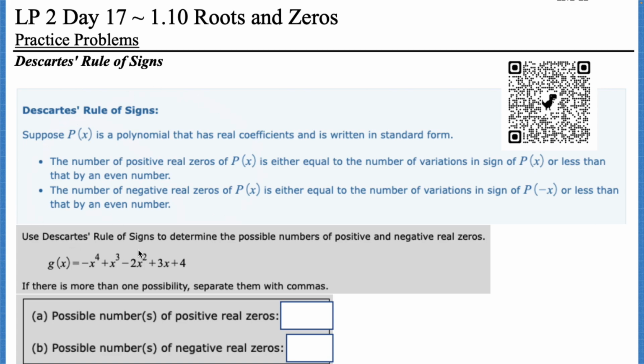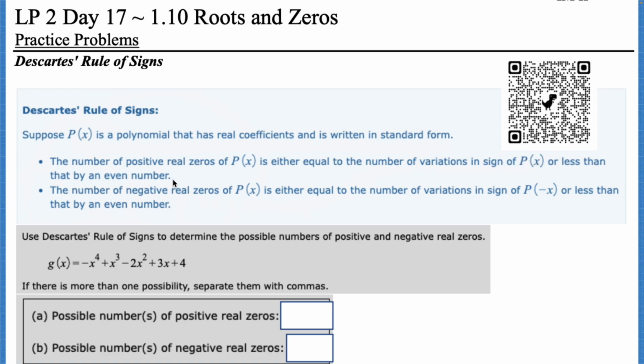So suppose you have a function p that is a polynomial that has real coefficients and is written in standard form. It doesn't need to be written in standard form, just meaning that all the terms are on one side, and they equal the function. So the number of positive real zeros of the function is either equal to the number of variations in sign of the function or less than that by an even number.